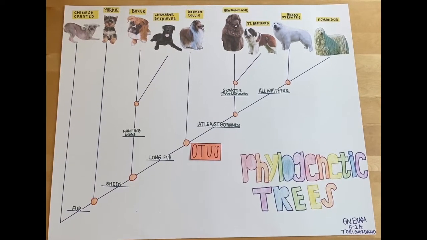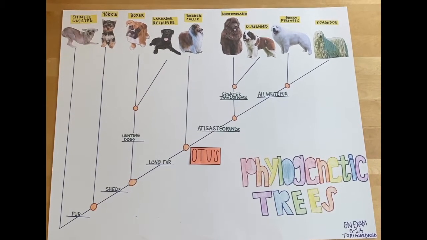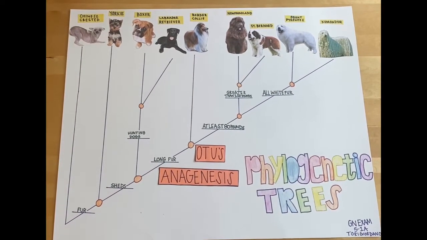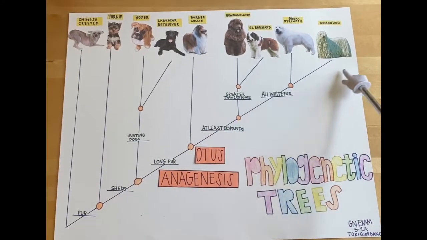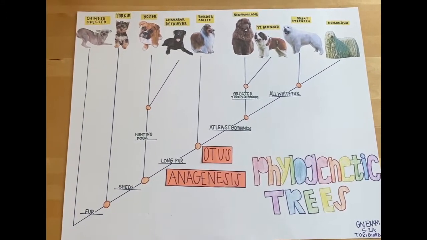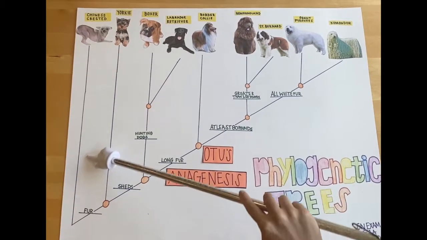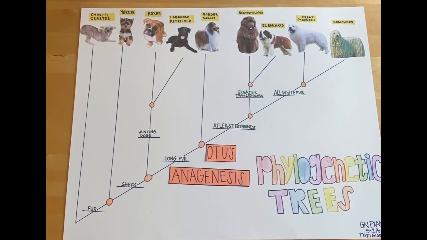There are some important basic definitions to go over before looking more in depth at phylogenetic trees. First, we have anagenesis, which can be described as evolutionary change over time. It is represented here by this long horizontal line. The longer the horizontal line, the more time a given OTU has had to evolve. We can see that the Chinese crested has a longer line than the Newfoundland, meaning the Chinese crested has had more time to develop and adapt.